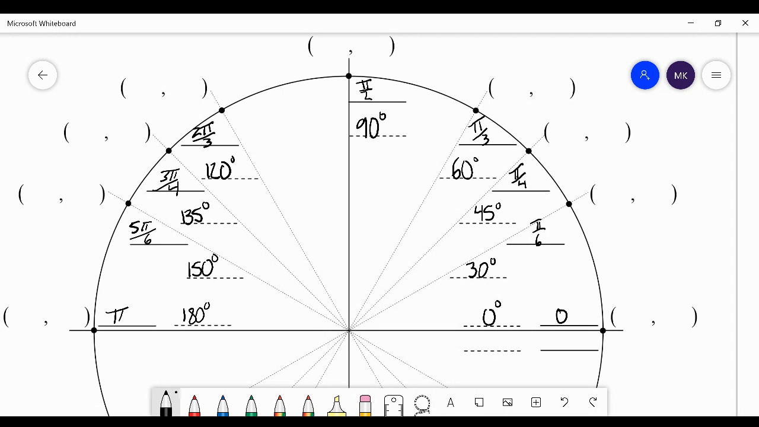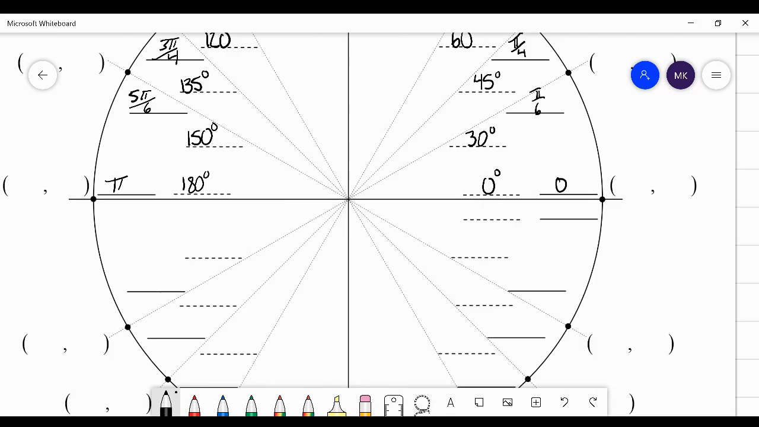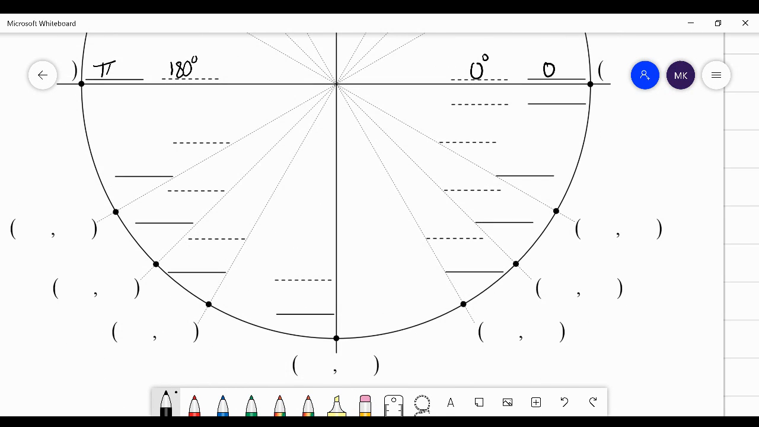So I want you guys to be able to do this. I want you to pause this video, fill in the rest of these angles, and don't play this video until you are done with doing that. Okay, so pause it now.